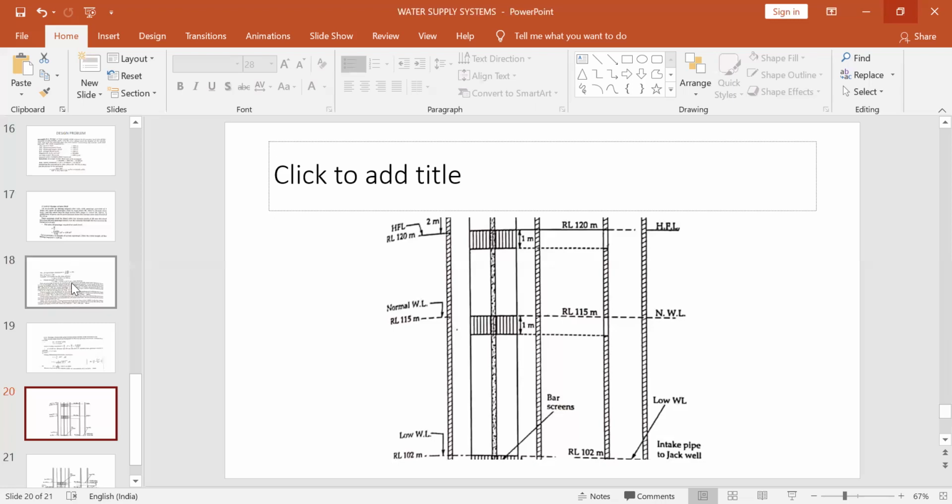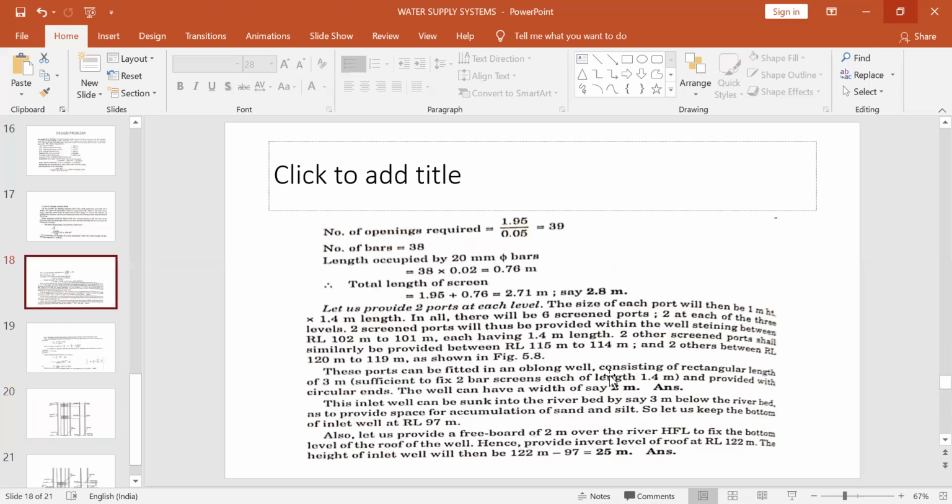All right. Now these ports will be fitted to an oblong well consisting of a rectangular length of 3 meter, and it is sufficient to fix 2 bar screens. So you cannot provide the diameter of the oblong well less than 2.8. Anything close to 2.8 or above is fine, so we are providing 3 meters. Then we can have a width of 2 meter and provide circular ends. So you are providing circular ends at the oblong well, and this well can have a width of say 2 meter.